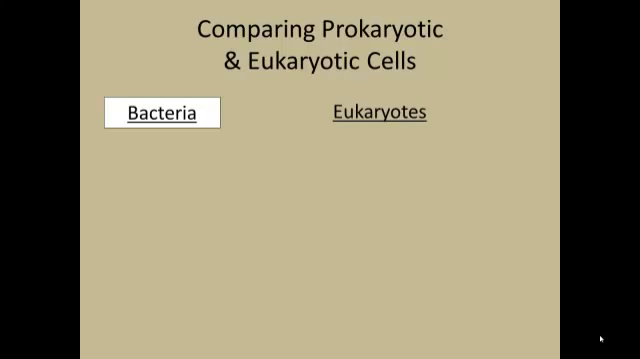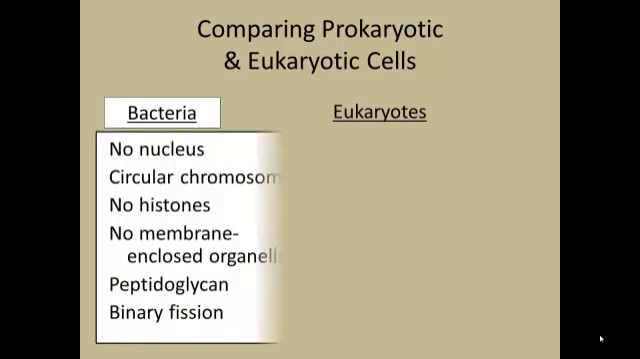Okay, now for the characteristics of prokaryotes, specifically bacteria. They have no nucleus. The nucleus is a membrane-bound organelle that is the largest organelle in the cell. By organelle, I mean little organs that are inside the cell. They're not really organs because organs are composed of multiple cells, but you get the idea. A nucleus protects the DNA or the chromosome of the cell.